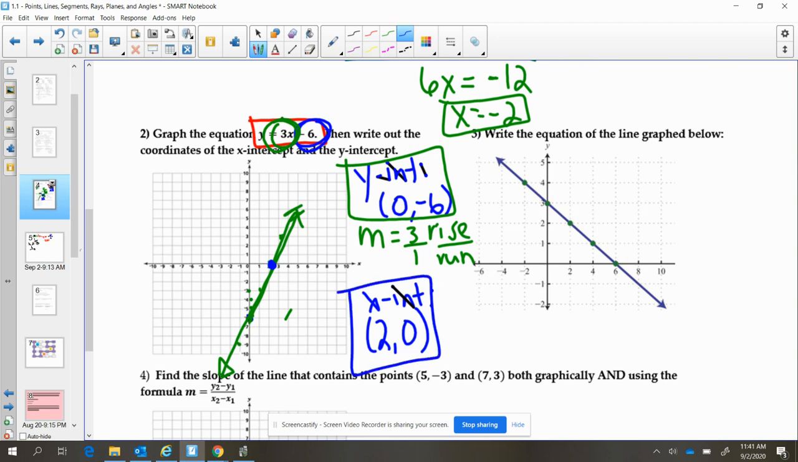So what you'll notice is anytime you have an intercept, for a y-intercept, your x value is always 0. For an x-intercept, your y value is always 0. Great to see those points.